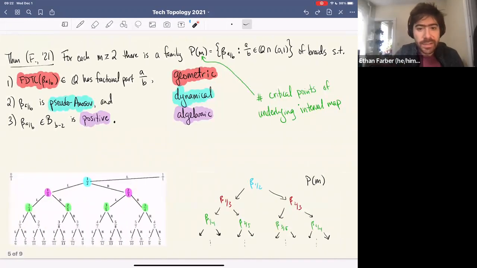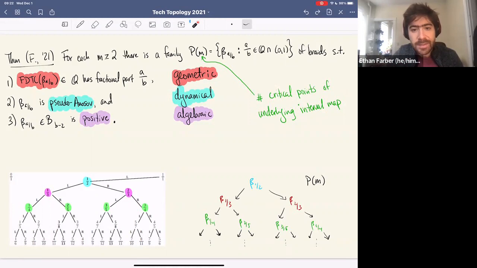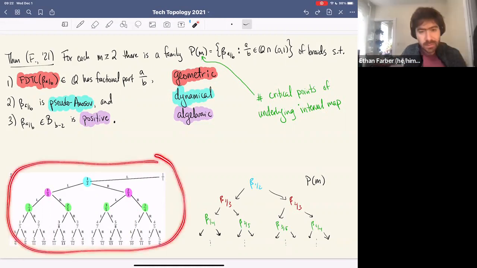And I'll finish off by just restating this theorem. For each m that you give me, I can make a family of braids, P of m, where m is really telling us the number of critical points of the underlying interval maps. And these braids are indexed by their fractional Dehn twist coefficient. They're all pseudo-Anosov and they're all positive. And taken as a collection, their family carries the structure of this Farey tree.